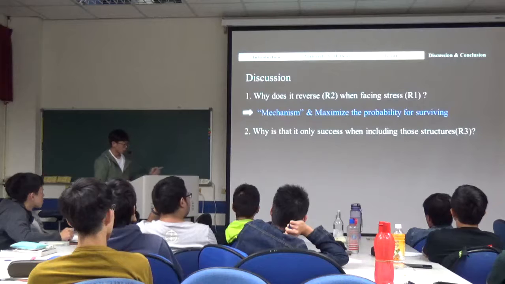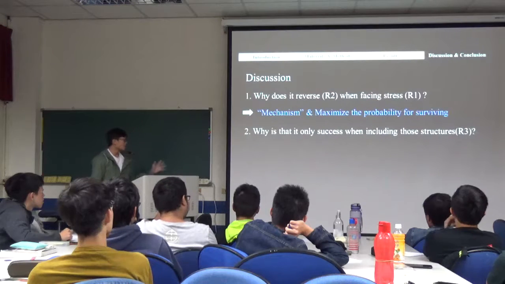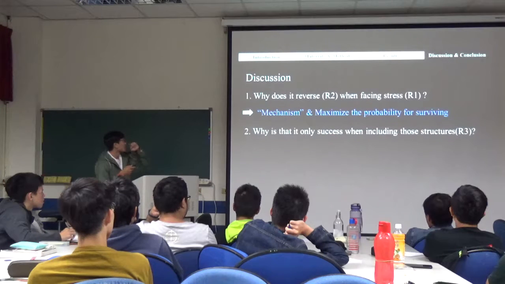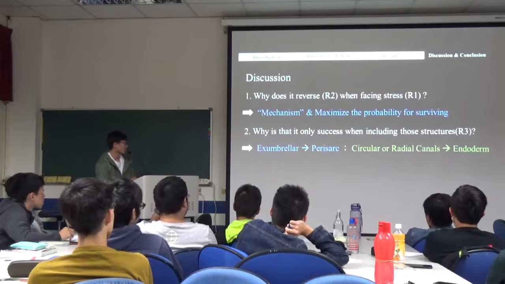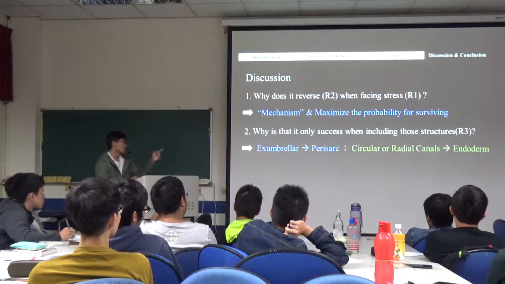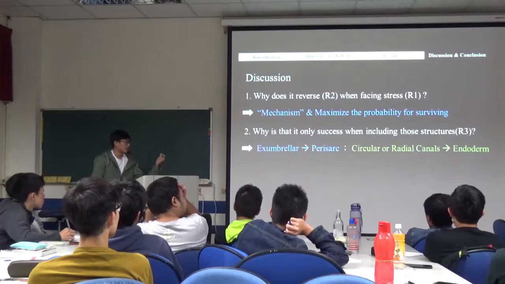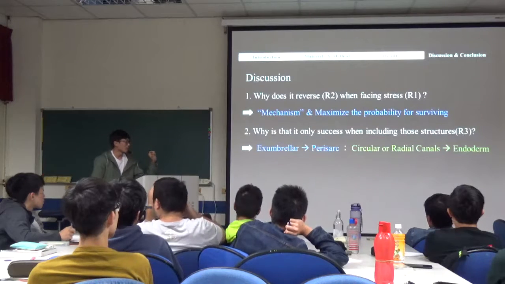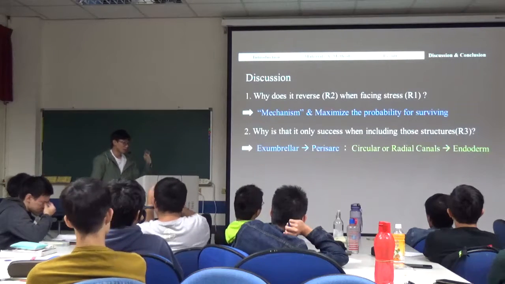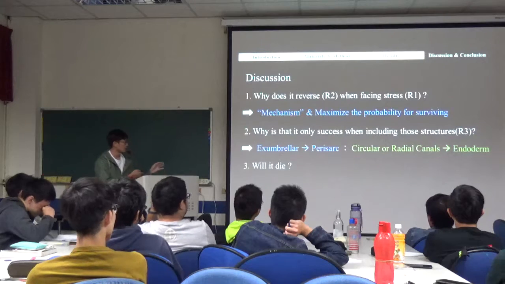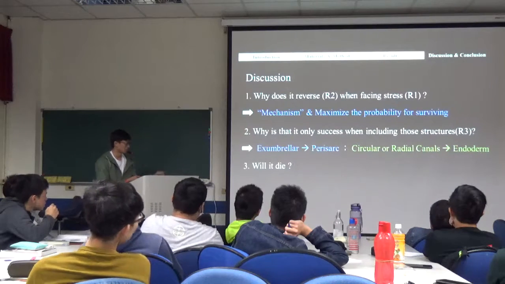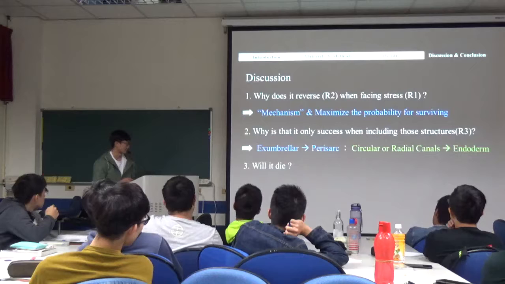Two, why does it only succeed when the parts include the umbrella and canals? It's because its umbrella will become the periderm of the polyp, and the circular canal or radial canal will become the endoderm of the polyp. Here.